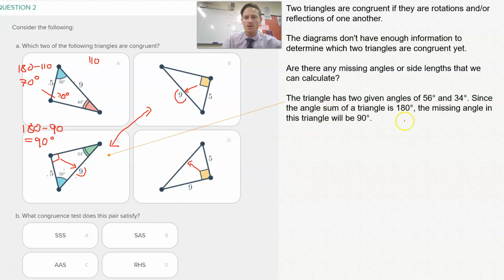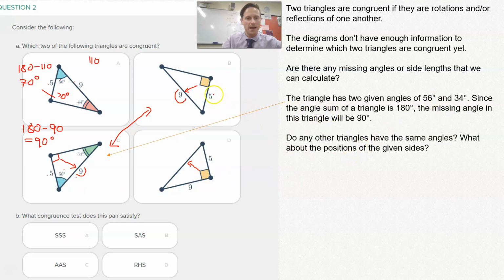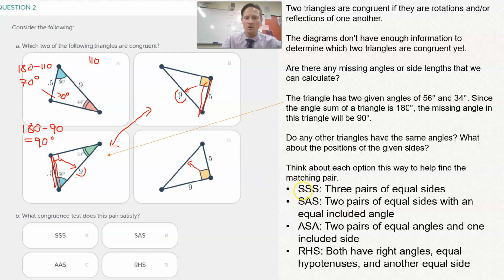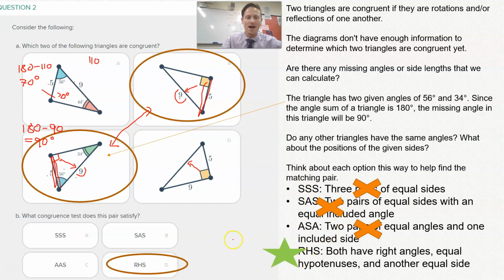Okay, so this is just explaining what I've just done here. So what else do we have? We have a right angle, we have the hypotenuse equal to 9, and we have a corresponding side next to the right angle, next to the 9, that is equal to 5. So we can actually say that they are congruent based on the RHS rule, this one here. So that's going to be our answer.